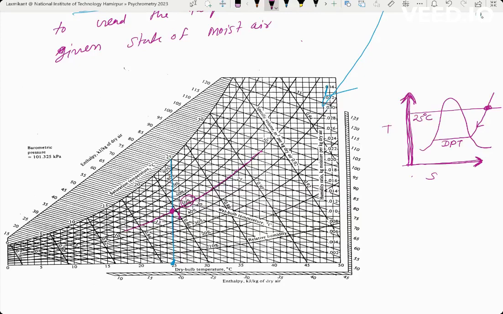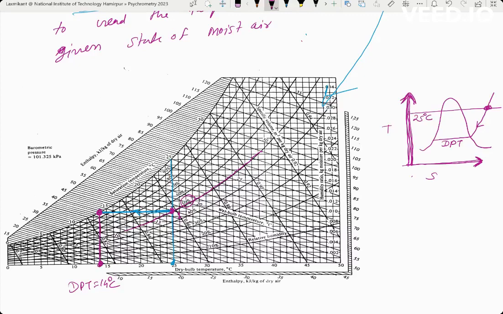So this is state one, the given state of moist air. Now we will move along the constant humidity line. This is the horizontal line, the constant humidity line. We move along it up to the saturation point. This is the saturation point, and we draw a vertical line from here. So this is the dew point temperature, which is 14 degrees Celsius. This is the dew point temperature for the given condition.